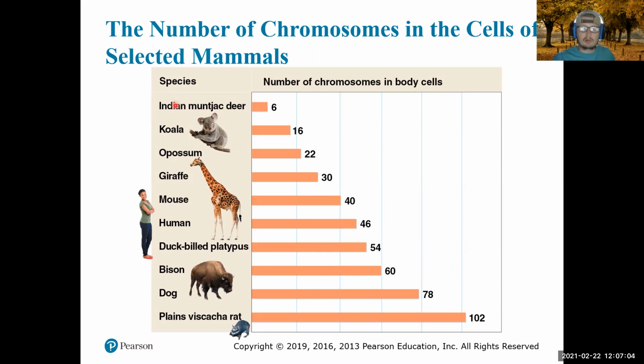So for example, a koala has 16 chromosomes. Humans have 46, so we have 23 pairs. A mouse has 40, a giraffe has 30, and then you have a plains rat that has 102 chromosomes. So you see, you can go from very small numbers of chromosomes to a very large number of chromosomes. And again, this all depends on the species that you're looking at.